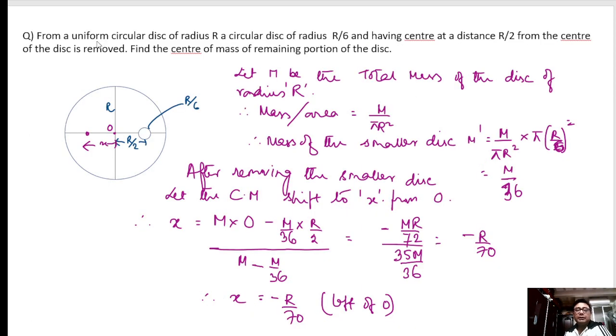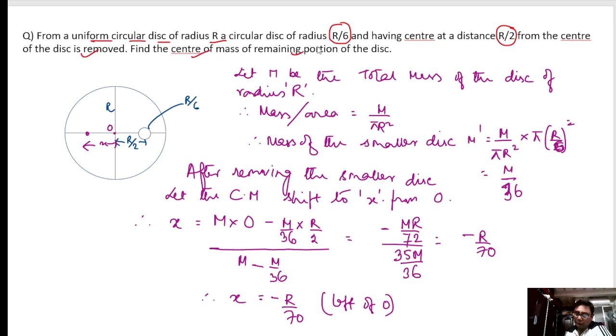Next, it is again a sum of the center of mass from a uniform circular disc. So this is a circular disc, as you can see, of radius r. Another disc of radius r by 6, at a distance of r by 2 from the center, is cut out and removed. Find the center of mass of the remaining portion.